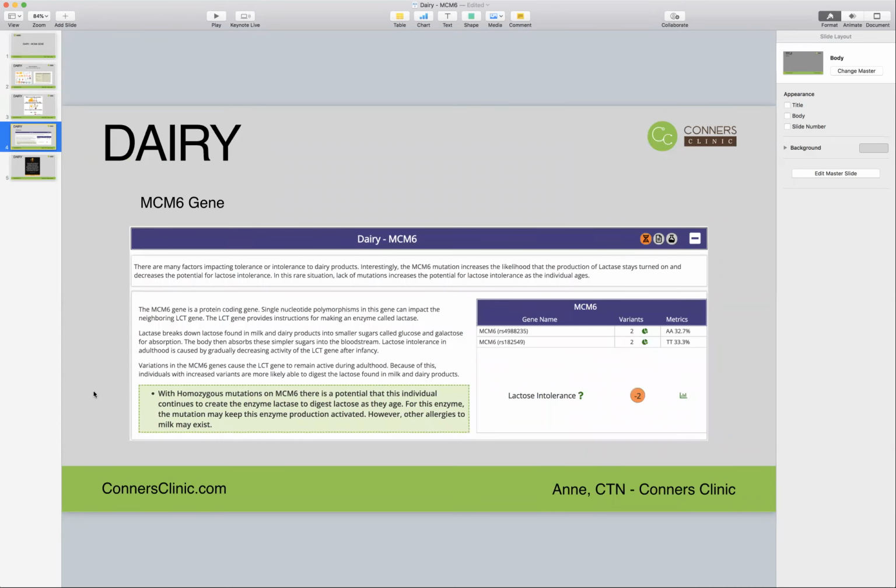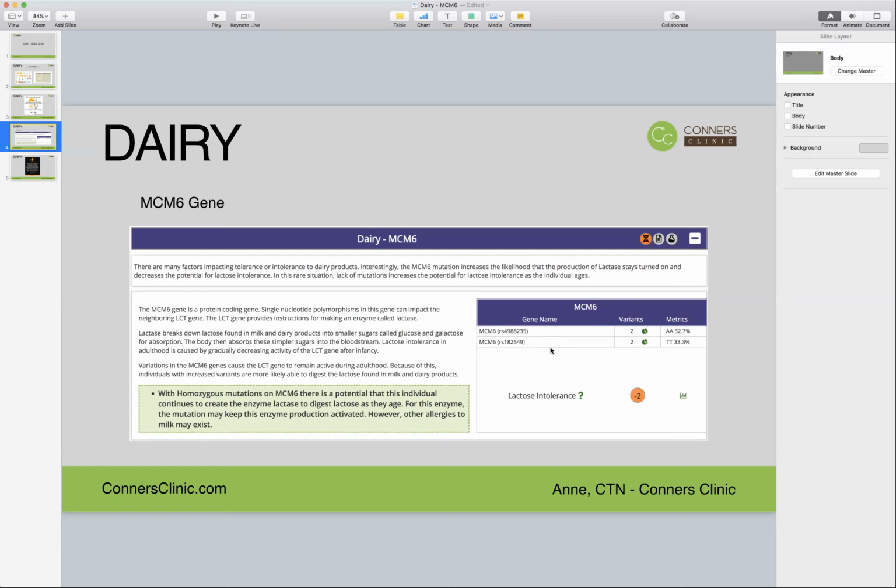And this is what the MCM6 gene looks like on your genetic report. We've got two genes of interest listed, and obviously the variants column. You can either have a blank in that box or you can have a 1 or a 2. This person has twos, so double allele variants in both of these key genes for dairy. And this is the only gene that is kind of the opposite of what you think. You see those variants and think, oh, I must be lactose intolerant because I have variants there. Actually, it's the opposite.